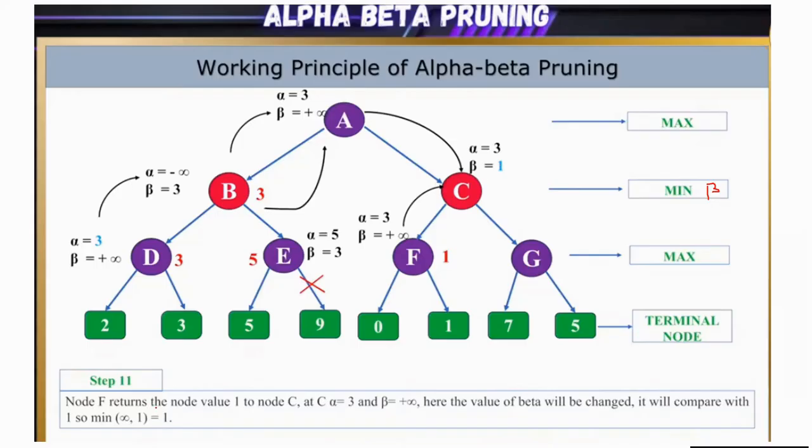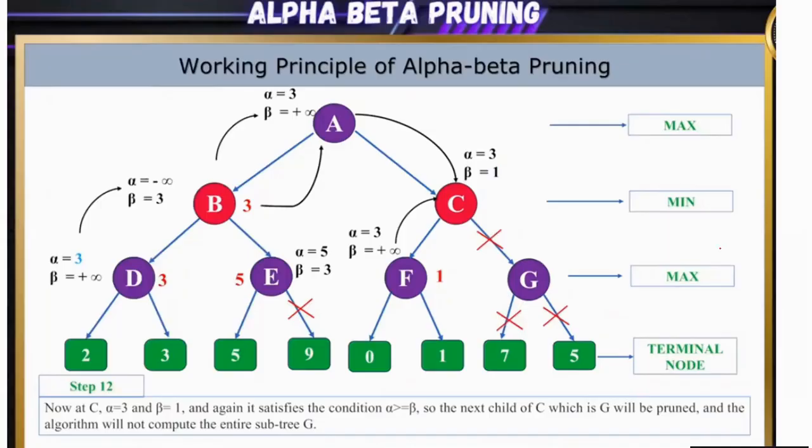Node F returns the node value 1 to the node C. Alpha is 3, beta equal to plus infinity. Here the value of beta will be changed. It compares with the 1. So minimum of plus infinity and 1 is the 1. And okay, that's why we change the beta equal to 1. Now in the step number 12, now we got alpha equal to 3 and beta equal to 1. I think it's clear, right?